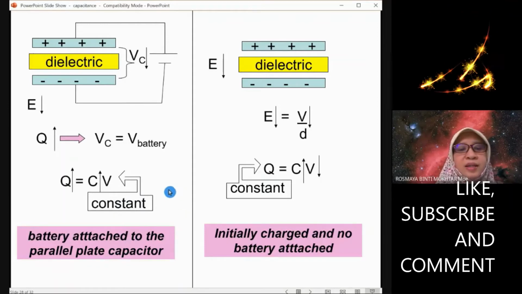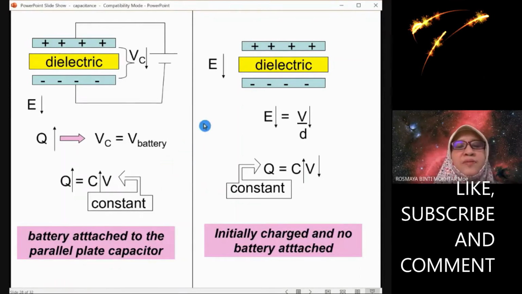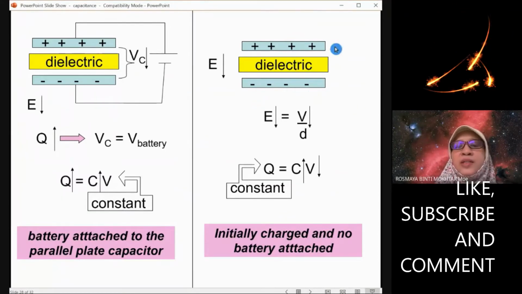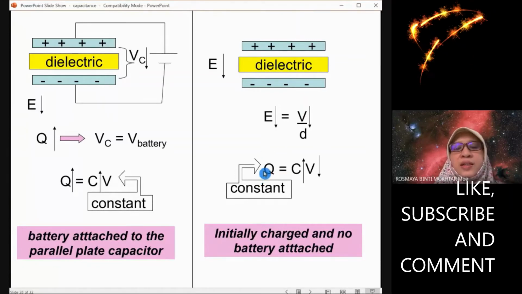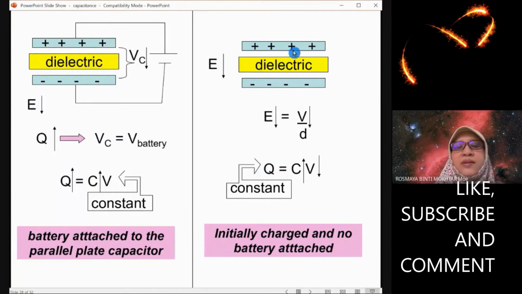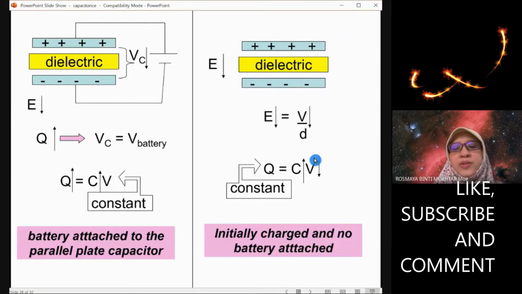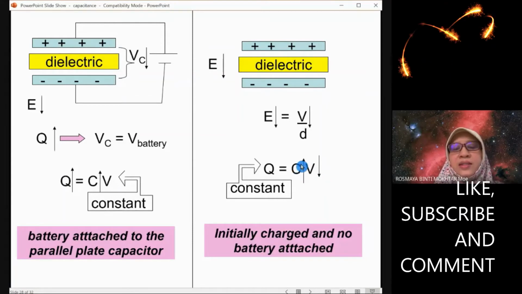Okay, so I repeat again the conclusion that we have discussed just now. For the first situation, without a battery attached to the capacitor, when we insert the dielectric, the Q is constant because it cannot run away anywhere. It remains at the capacitor. So what happened is the V decreases, and C increases.